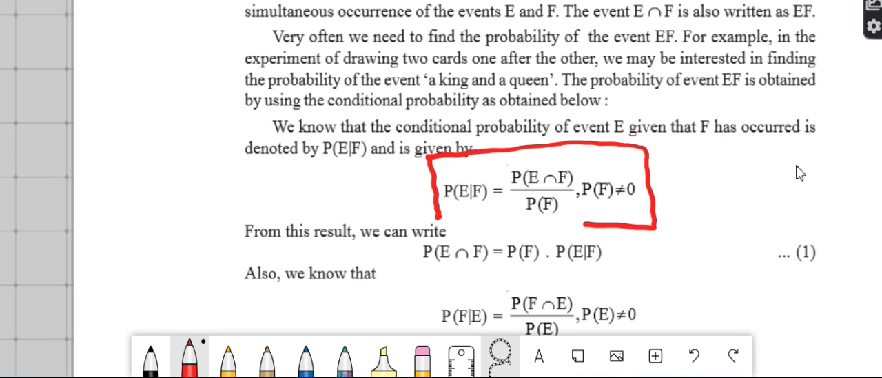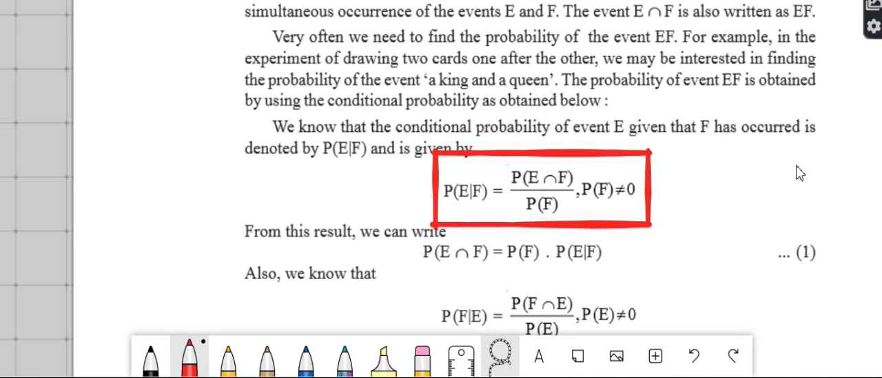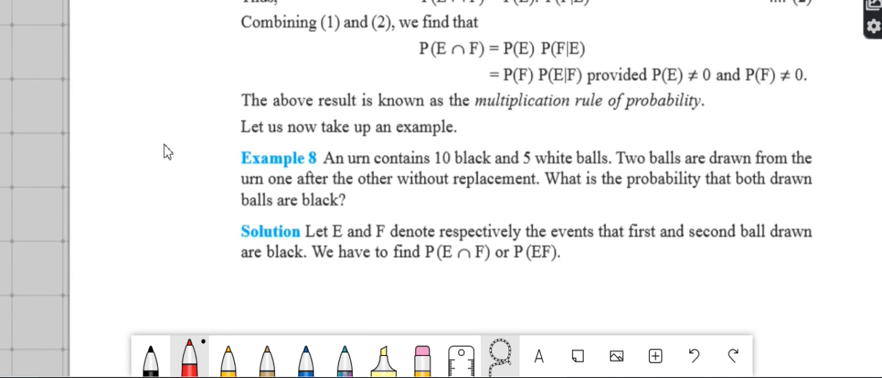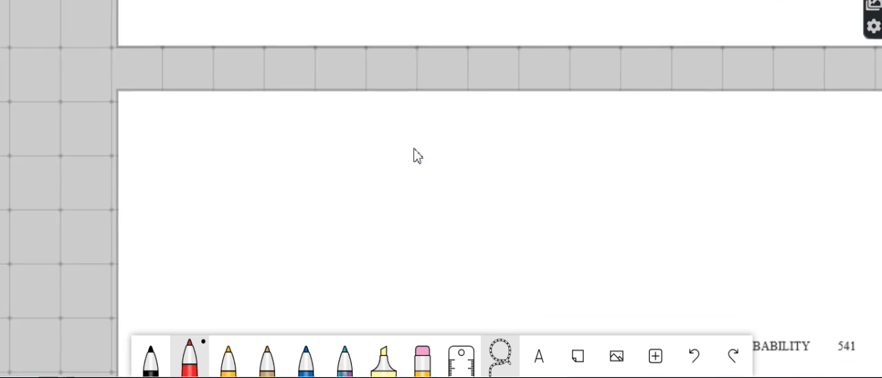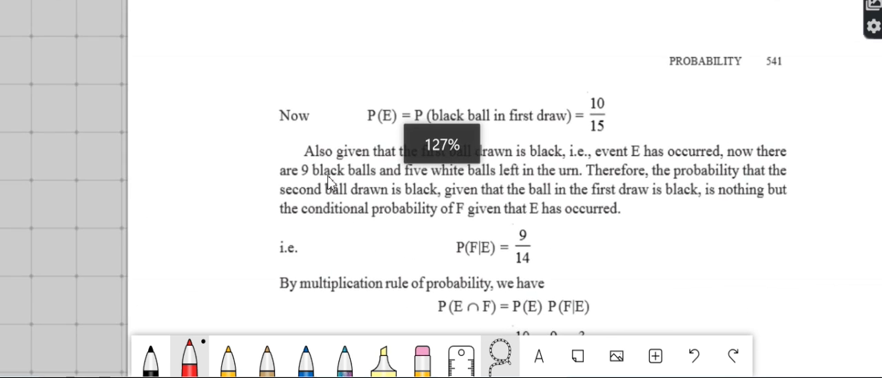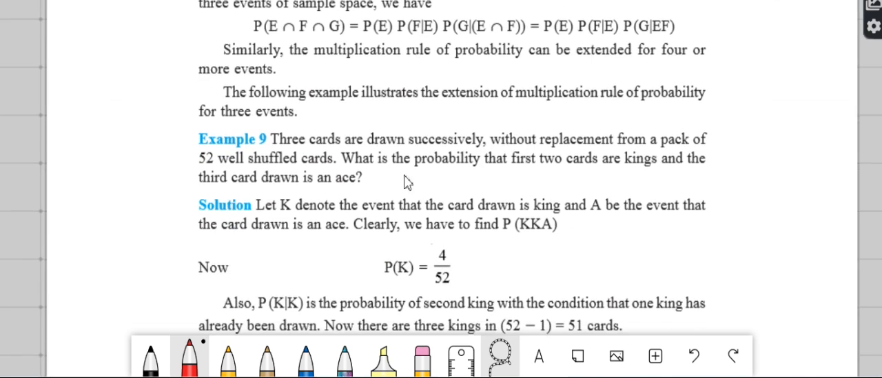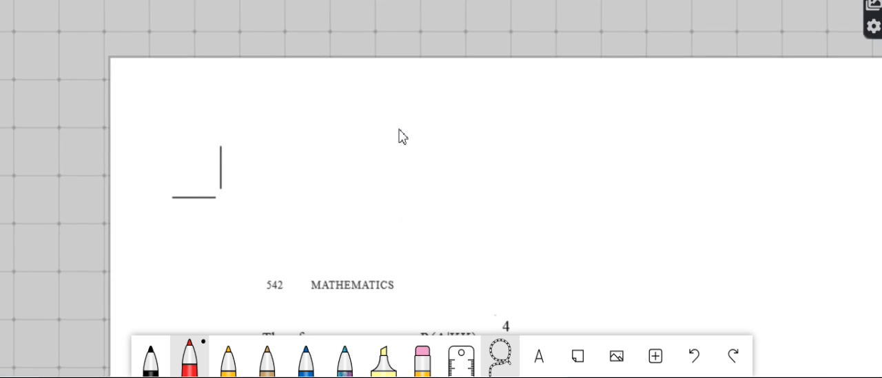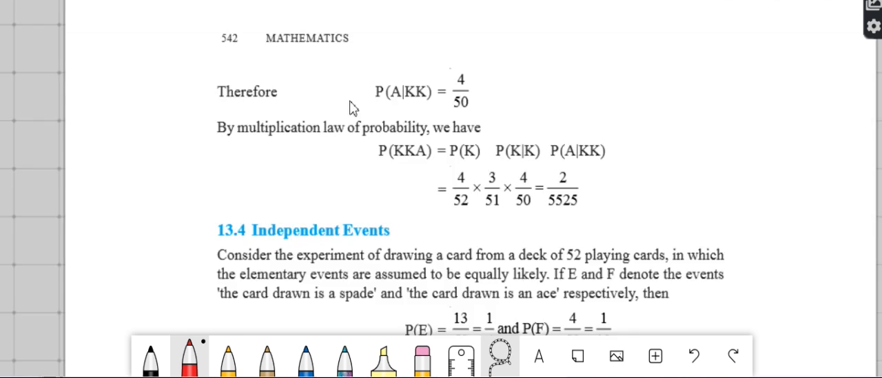conditional probability, if you shift the side, if you take P of F to the opposite side, then the value of P of E intersection F is available, and this is known as the multiplication rule. I would like to say this is the formula of the multiplication rule. Here a few examples are given that you can go through. We will also discuss them during the textual exercise. Please go through the illustration.